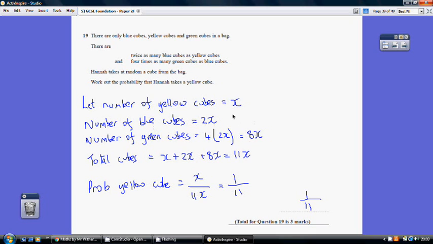So how many cubes have we got in total? We've got x yellow, 2x blue and 8x green. Adding those three together, that is 11x. Now what's the probability of selecting a yellow cube? Well, that's going to be 1x out of 11x. The x's cancel, which gives 1 over 11.